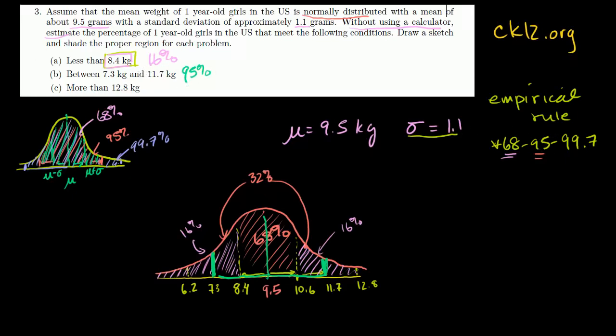So the empirical rule just gives us that answer. And then finally, part C, the probability of having a 1-year-old U.S. baby girl more than 12.8 kilograms. So 12.8 kilograms is 3 standard deviations above the mean. So we want to know the probability of having more than 3 standard deviations above the mean. So that is this area way out there that I drew in orange. Maybe I should do it in a different color to really contrast it. So it's this long tail out here, this little small area. So what is that probability?